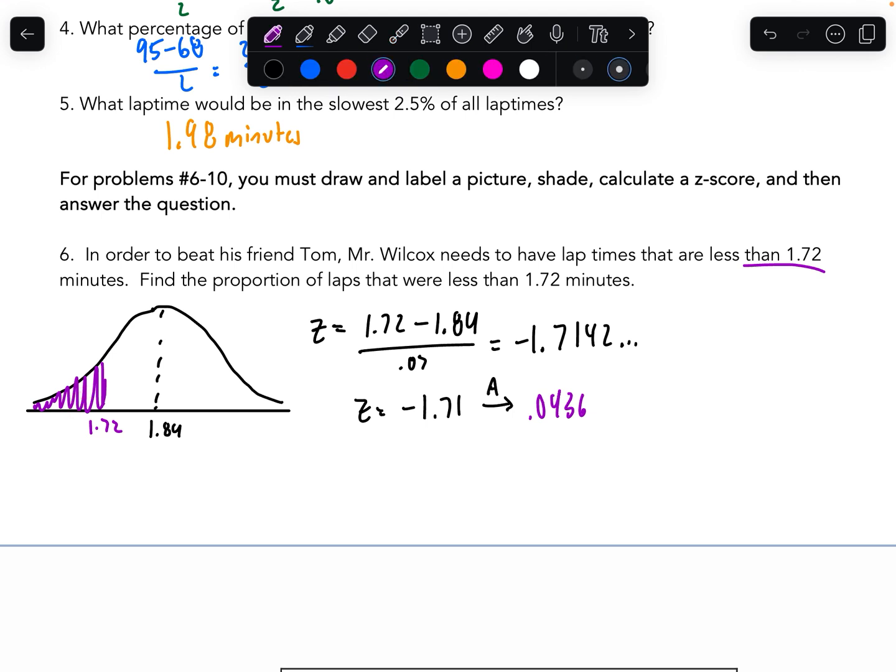So it's about 4.36% of Mr. Wilcox's lap times were less than 1.72 minutes.